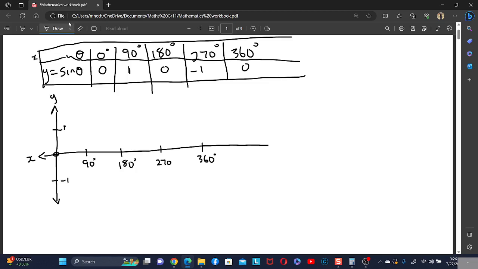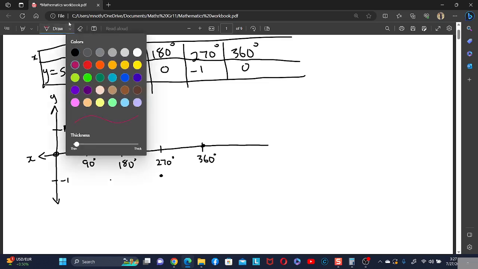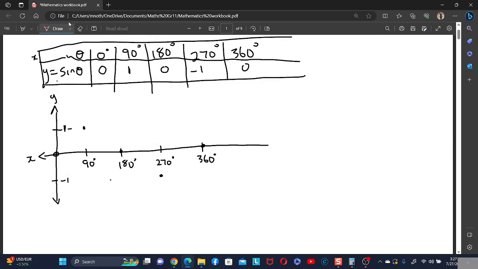So for 90, it's 1, so it's going to be here. And then for 180, it's 0, so it's going to be here. And then for 270, it's going to be here. It's negative 1. Then for 360, it is 0. Okay, so this is our graph.